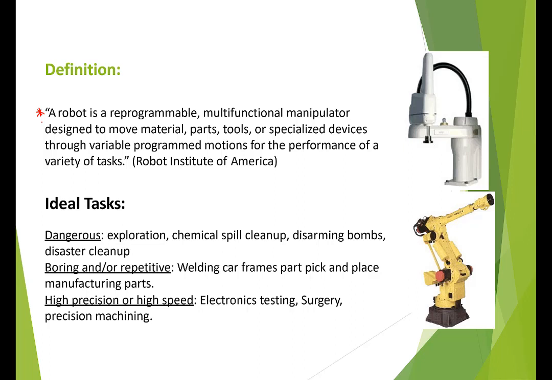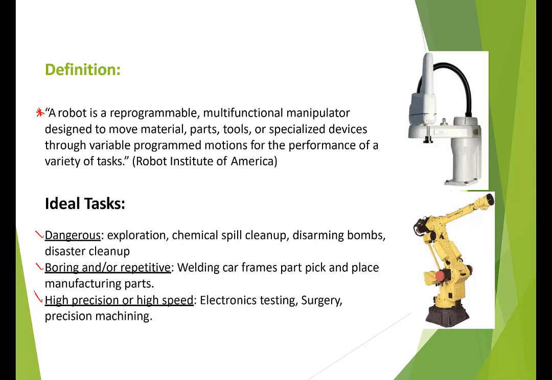The ideal tasks for robots have one or more of these features. A task that is dangerous, for instance, if we want to disable mines in a minefield, or explore a very dangerous area, or clean chemical plants. These are tasks that are dangerous for humans. We would rather have robots do them.